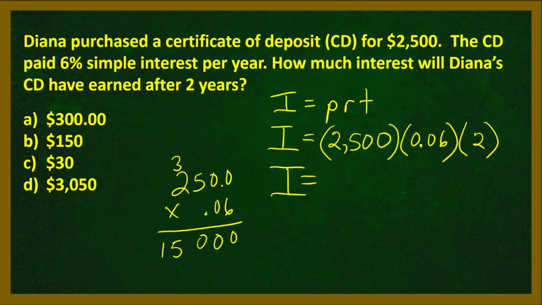I'm not going to forget my decimal places, so I have 2 decimal places. So that's $150 times 2, which is $300. So Diana will have earned $300 in 2 years. So as we can see, that is answer choice A.